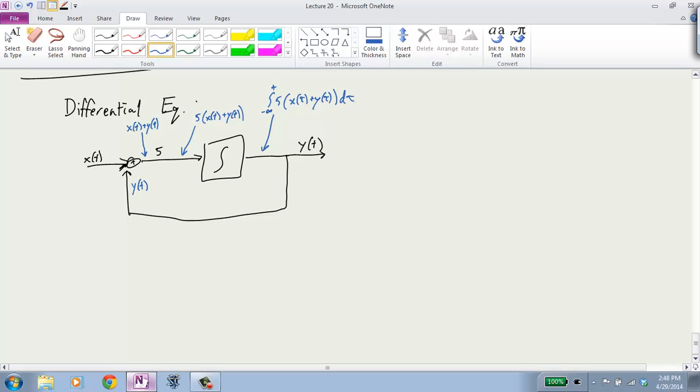And now we have an equation, because what comes out there equals y of t. So this block diagram implies a certain equation. It implies that y of t equals the integral of 5 times x of tau plus y of tau d tau. And this is a differential equation.